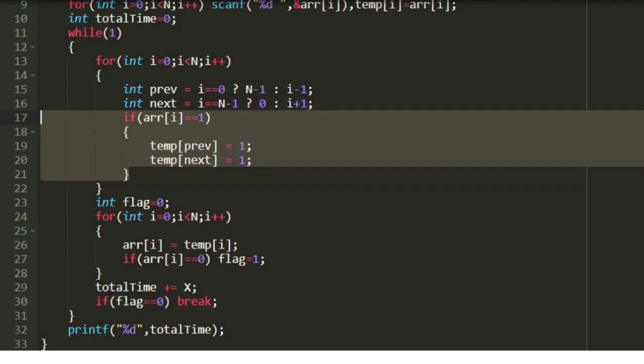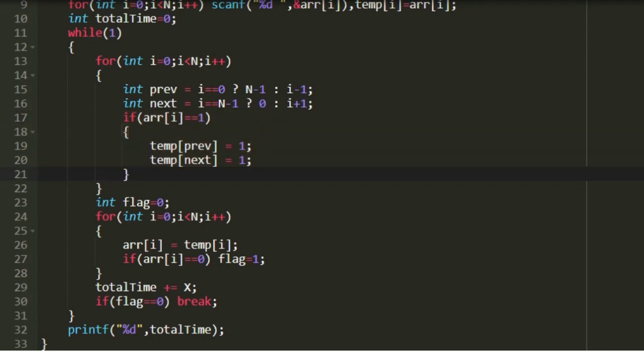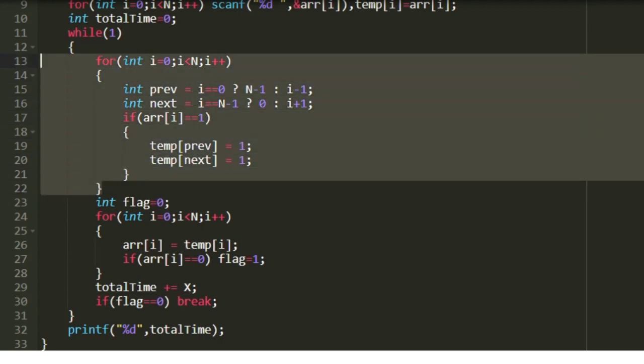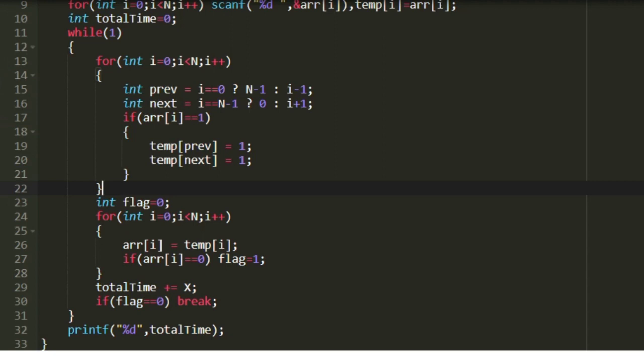So now we have to perform operations only when the integer is 1, that is only when the integer is 1 the candle can turn on its adjacent candles. So whenever ARR of I is equal to 1, we are going to perform operations in our temporary array. So as we discussed, we are going to use ARR only for checking. Actually we will be updating in temp. So if ARR of I is equal to 1, we will be updating temp of previous and temp of next to 1. After the execution of the for loop, if the candle is possible to turn on, it will be turned on and the values will be stored in the temporary array.